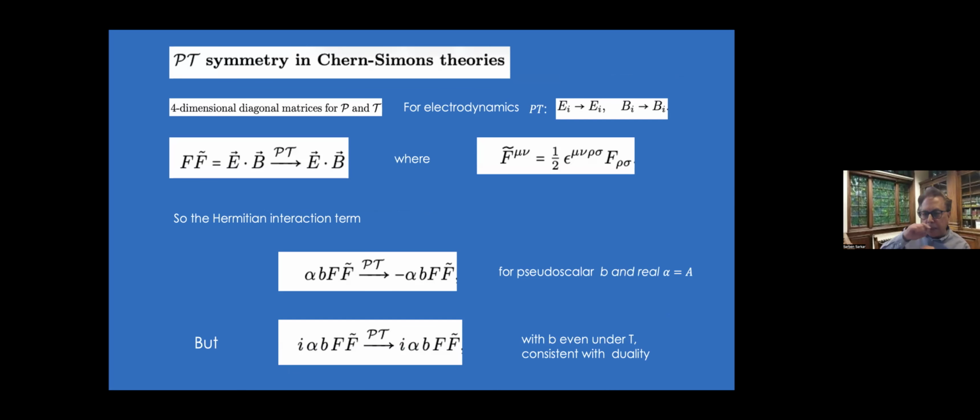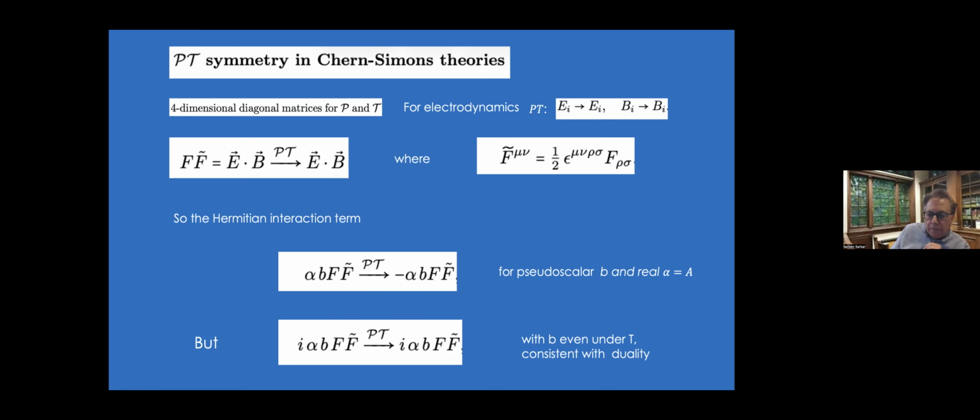Here the dual, F dual, is given by epsilon mu nu rho sigma F rho sigma, and that's how R dual and all of these other things are defined. Essentially, we find that under PT, for B a pseudoscalar, now I've gone to our notation, instead of using A, I'm using B, but please bear with me. We have two different notations for the same thing.